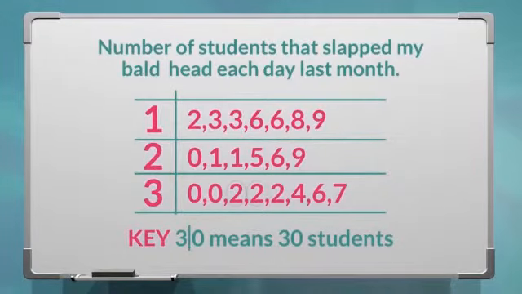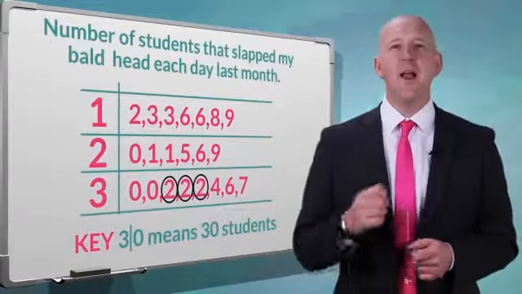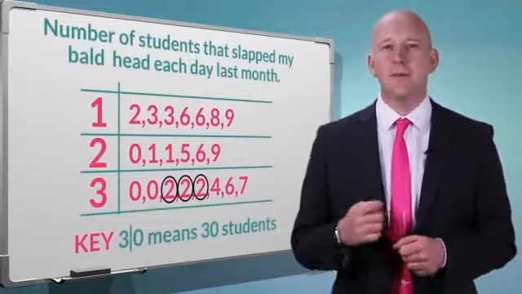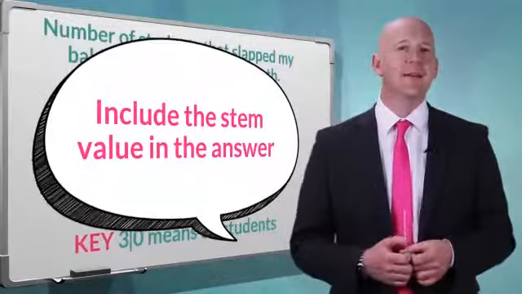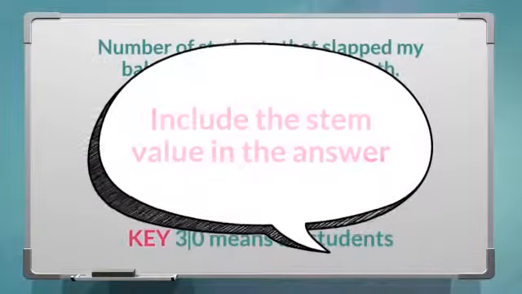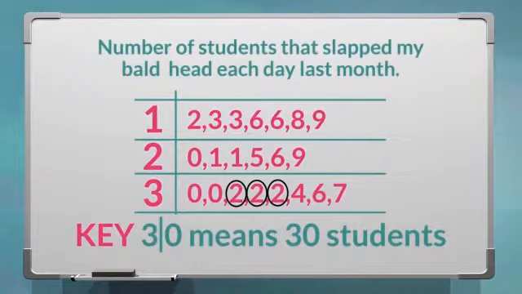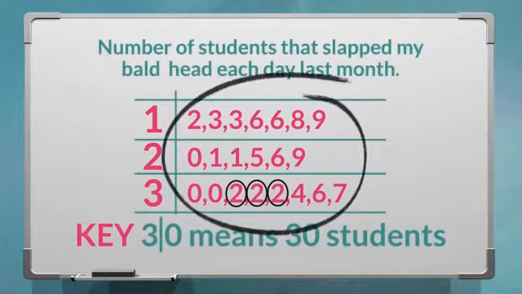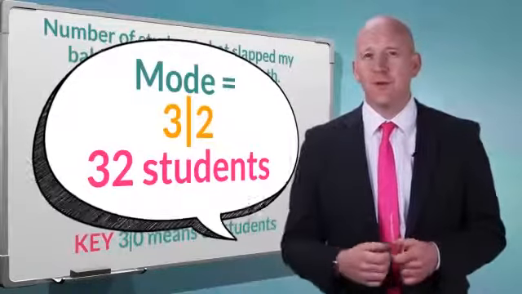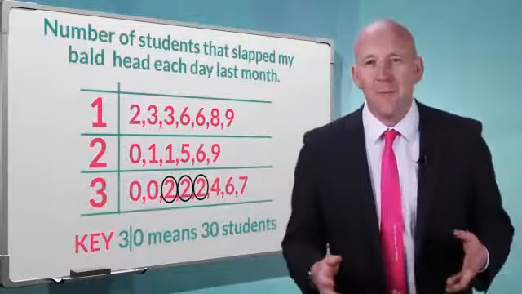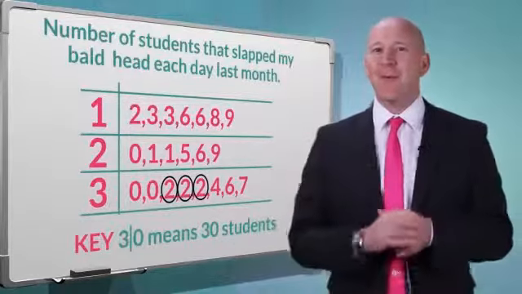Notice that there are 3 2s here in the 3rd row. This is the most common number in the row and no other rows have more than 3 identical numbers. Be careful though, as you must include the stem part as well in the answer, which is 3. Make sure you use the key correctly as it tells you how the stem and leaves are linked. You can see from the key that the stem number represent tens and the leaves represent units. Therefore, a 3 followed by a 2 will mean 32 students. Boy, do I get slapped a lot on my head. It's very slappable though, isn't it?